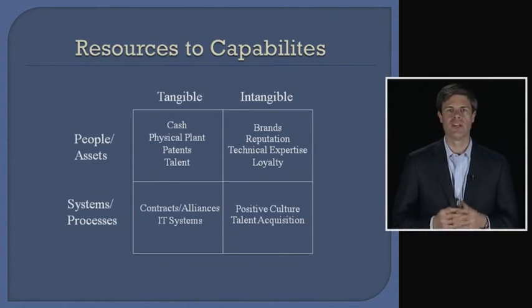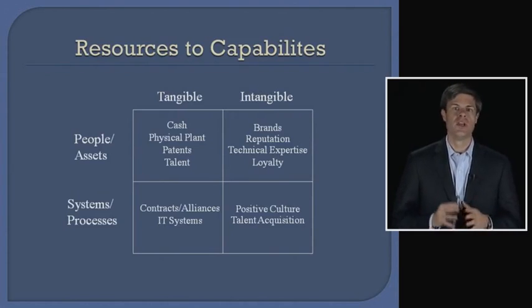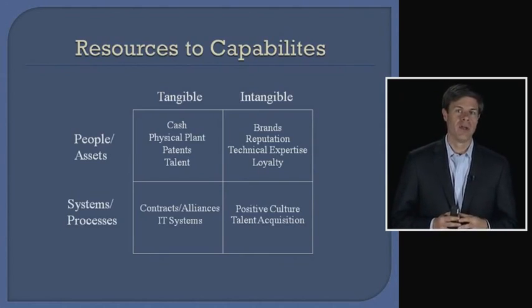So what would be some examples of tangible people or assets? Clearly things like cash, the physical plant of an organization, manufacturing facilities, distribution channels, delivery vehicles, the capital that the firm has put together. Patents are an interesting example of a tangible asset that firms have that they can buy and sell in external markets often. Then of course talent. Individuals with high skill levels would be a tangible asset that an organization would have. Intangible assets would be things more like brands, reputation, expertise, loyalty, very important contributors to capabilities that firms might have, but a little harder to get your hands around at the end of the day.